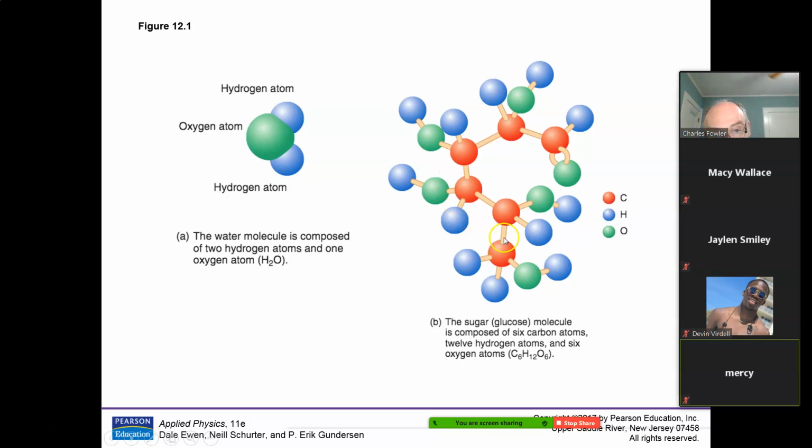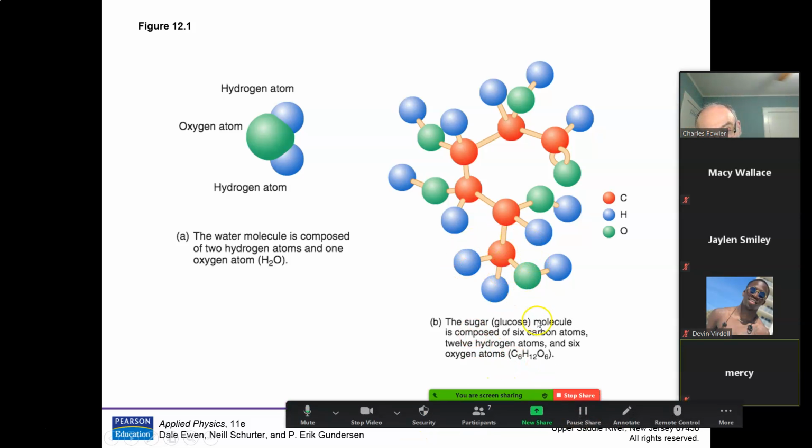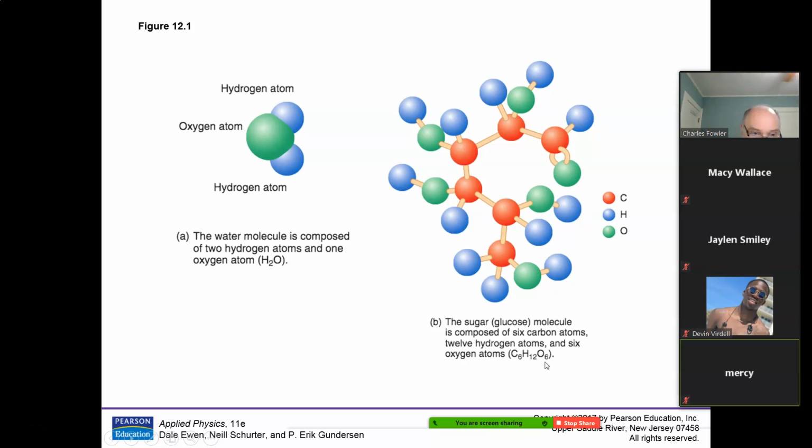Count what we have. 1, 2, 3, 4, 5, 6 carbons, 12 hydrogens. 1, 2, 3 here, 4, 5, 6, 7, 8, 9, 10, 11, 12. And 6 oxygens. 1 oxygen to every carbon. So here is the chemical formula for glucose or sucrose or fructose. C6, 6 carbons, H12, 12 hydrogens, and O6, 6 oxygens. Okay. Whereas water, H2O, 2 hydrogens, 1 oxygen.